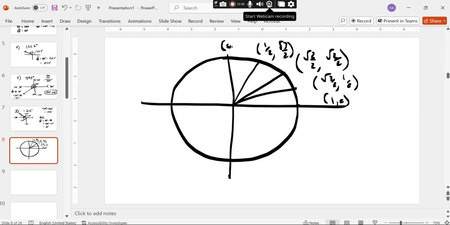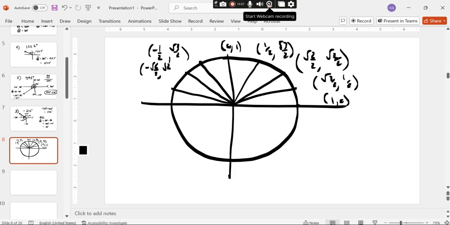And then you notice when we go over here, notice what happens. It's a repeat of the stuff in quadrant 1, except the x is a negative. That's about it. So we go here, notice the same exact values. It is a negative 1/2, right? Root 3 over 2. It is a negative root 2 over 2 and a positive root 2 over 2. It is a negative root 3 over 2, 1/2, is that good? And this guy is a negative 1, 0.